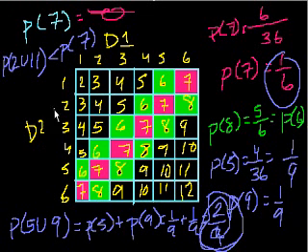A 2, actually I should have said a 3 or 11. I wanted it to be symmetric. Well, let's just go with what I wrote. Probability of 2. There's only one situation where I get a 2, right? So this is 1 over 36. 1 out of the 36 results in a 2.